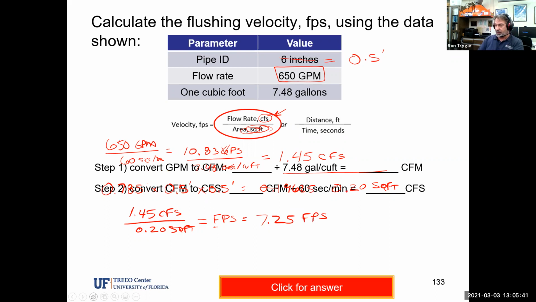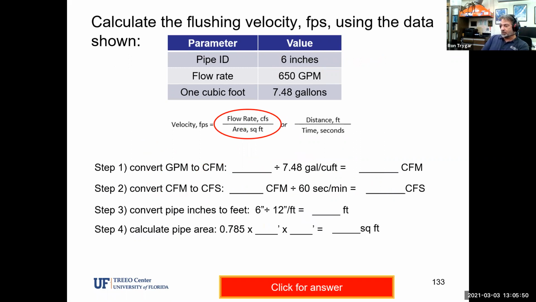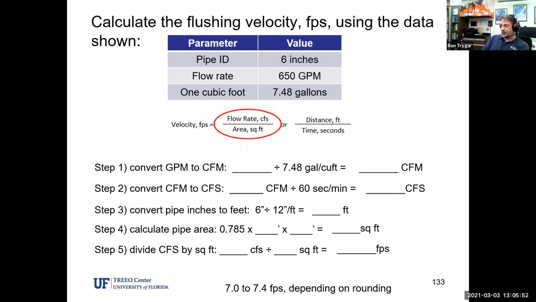Let me go ahead and erase some of my stuff here on the slide, because I actually had places I could have written all this stuff in. We did all of that work, and let's see what we got. We had 7.25 as our final answer here, and it says that we could be between 7 to 7.4 feet per second, depending on how we round it off. So there we go. Let's go ahead and put the numbers in place.